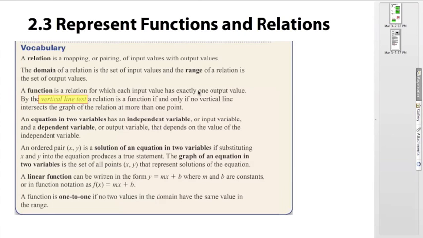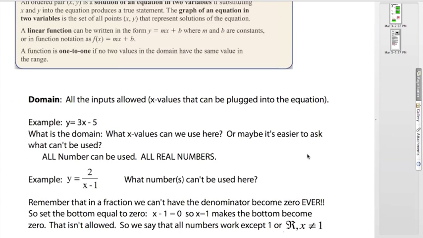This is a snapshot of the vocabulary from your book, but I'm not really going to discuss all the different vocabulary words. I've picked a couple of them out that I thought were a little bit more important, that we really have a really good grasp, a deeper understanding. The first one we're going to discuss today is domain.